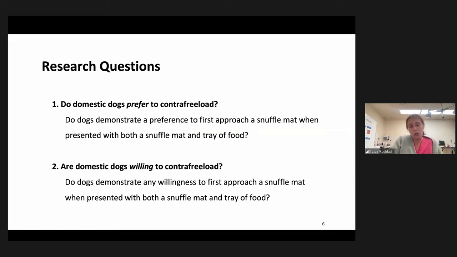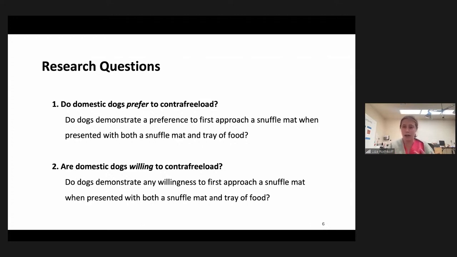So to dive into the research questions, we wanted to see if dogs prefer to contra freeload. So what we did was we offered dogs a supplement and a tray of food simultaneously. We wanted to know which one they approached first. And again, this preference is more than chance.